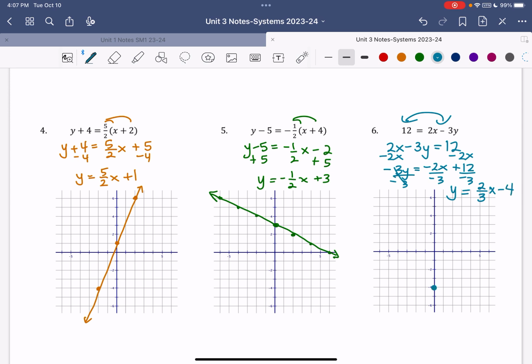So we begin at -4, our slope is 2/3, up 2 and right 3, and down 2 and left 3 will get us the line that we need. All right, good luck.